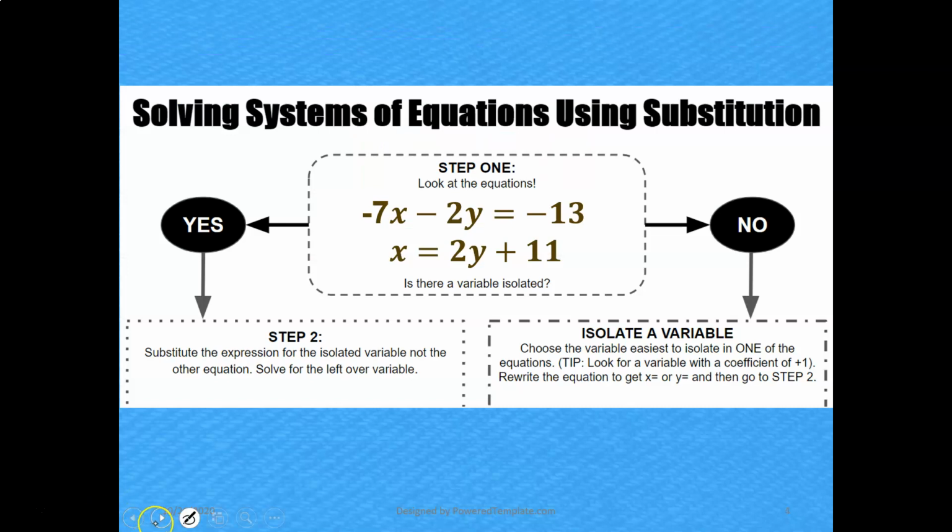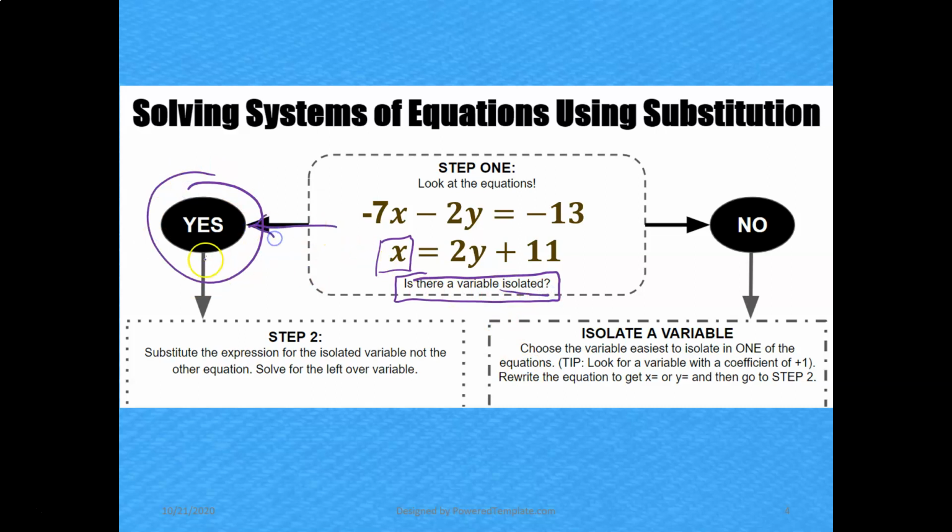Okay, so here we go. So in this one, you can see that it's the same system. Okay, step 1, look at the equations. But then we're going to ask ourselves, is there a variable isolated? Meaning, is there one by itself? And as I look at that, I see that in the second equation, the x is all by itself. That means it's isolated, so yes. So in this flowchart, I'm going to go here and down, which means now step 2 is to substitute the expression for the isolated variable into the other equation. Solve for the leftover variable.